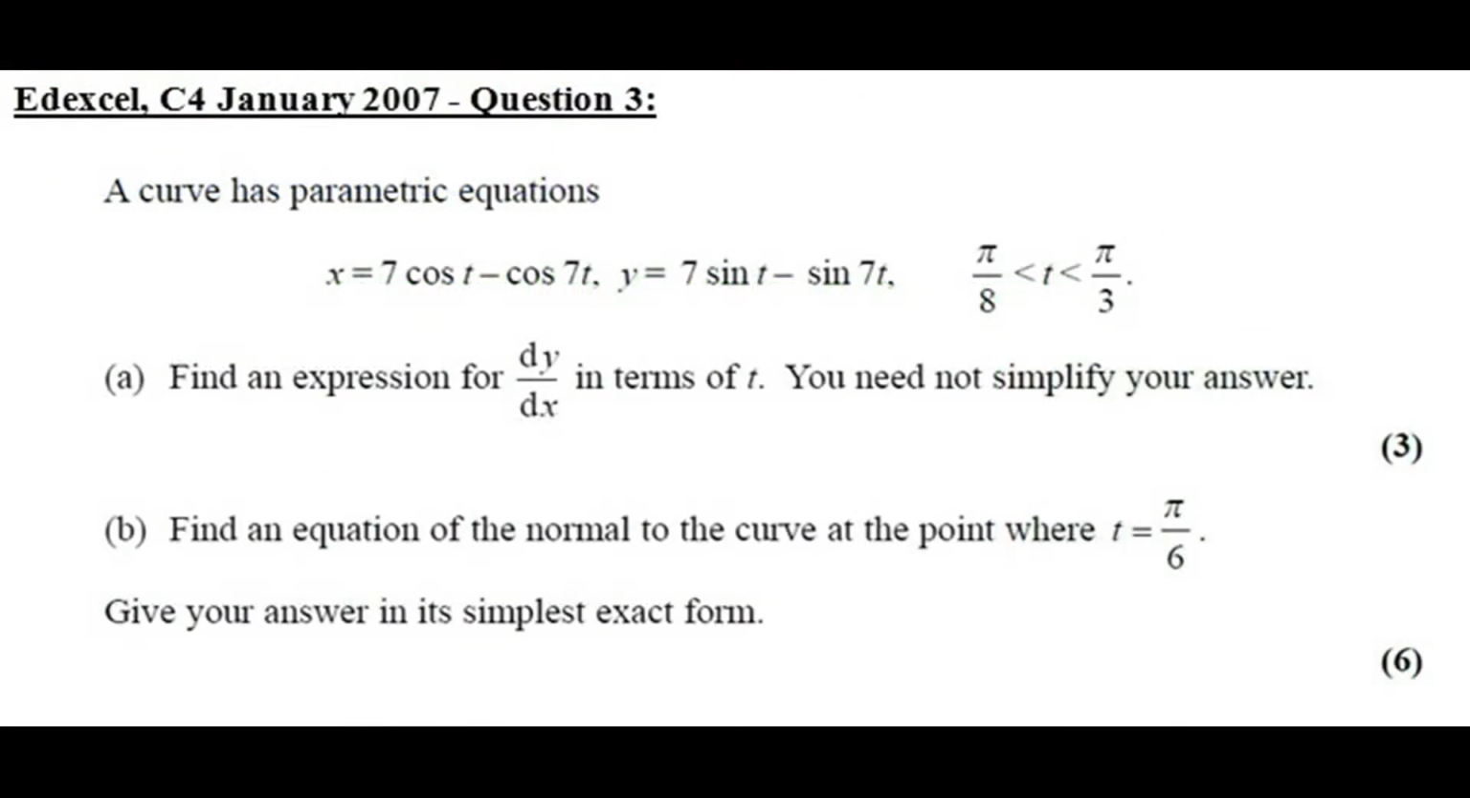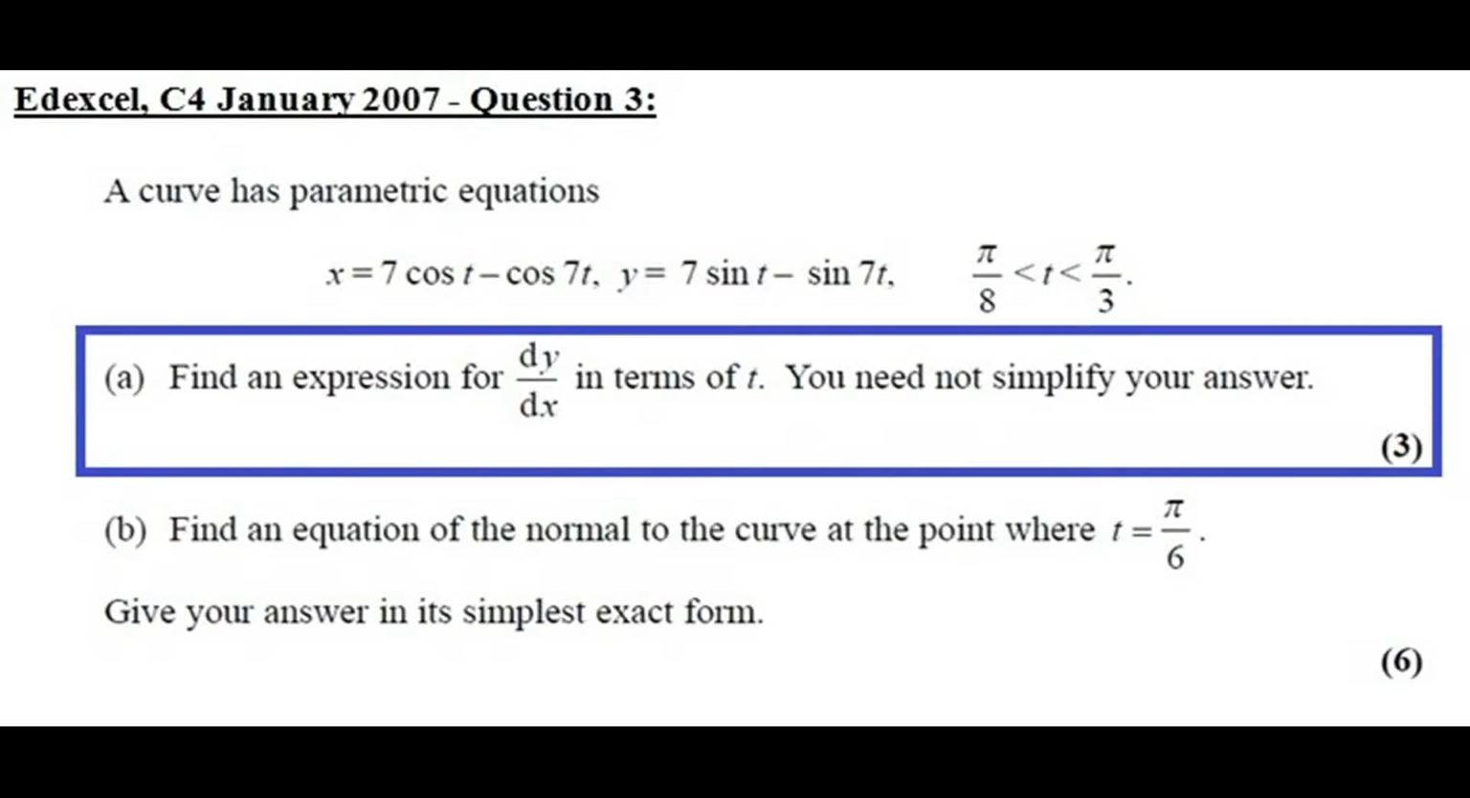Hi there, in this video I'm going to do a past exam question on differentiation. So let's take a look at this question. Question number 3. A curve has parametric equations x is equal to 7 cos t minus cos 7t and y is equal to 7 sin t minus sin 7t. And they've given you the range for t. t lies between pi over 3 and pi over 8.